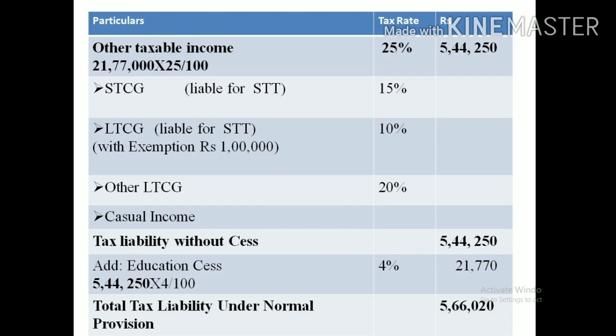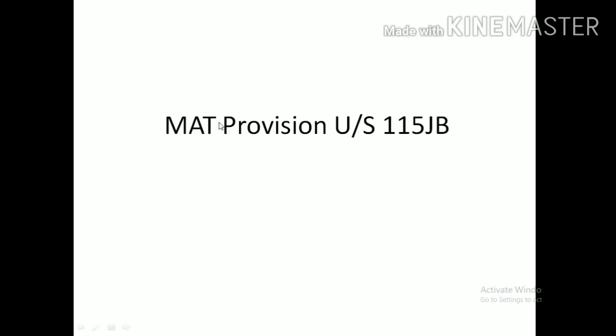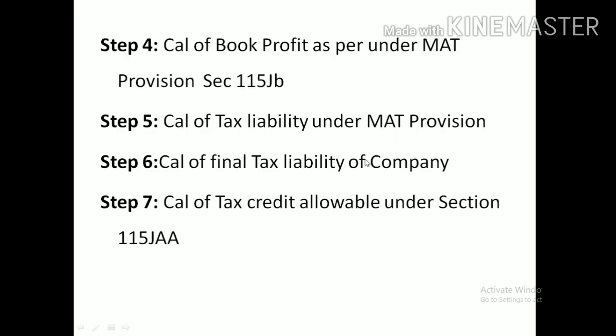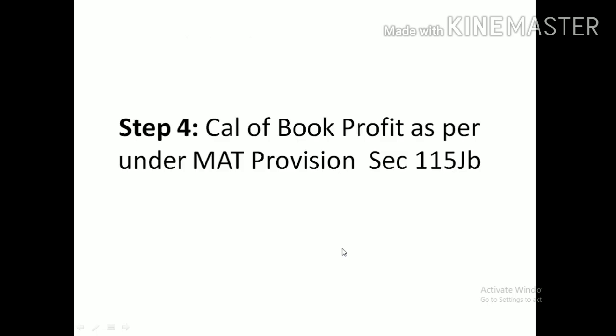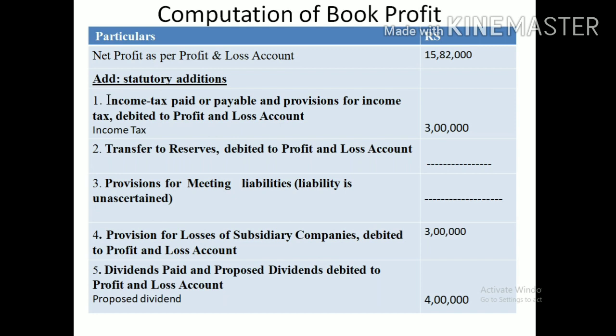Okay, then go for the MAT provision solution. MAT provision, section 115JB. Then we have 3 steps here that need to be followed. In that, the first one is calculation of book profit under MAT provision 115JB. Okay, next. So this is the calculation of book profit step.